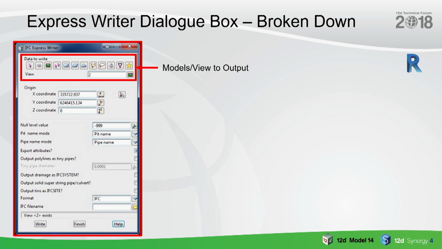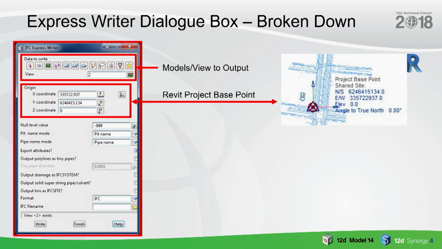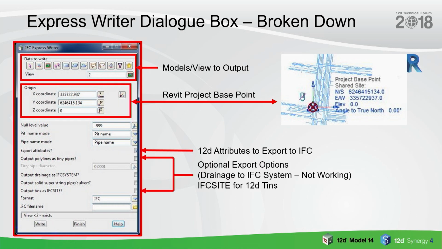If we break this down, there's a little XYZ coordinate shift box inside the IFC Express writer. This allows us to physically shift all the 12D model elements closer to 0 for Revit. Revit hates real-world coordinate elements. If it's outside a 16-kilometer range inside Revit, it tends to distort and cause geometry problems that we can't actually use. We can use a few extra options where we export the attributes so we can see what's being modeled inside Revit, and using IFCSite from 12D tins to allow us to export a tin into a site category inside Revit.